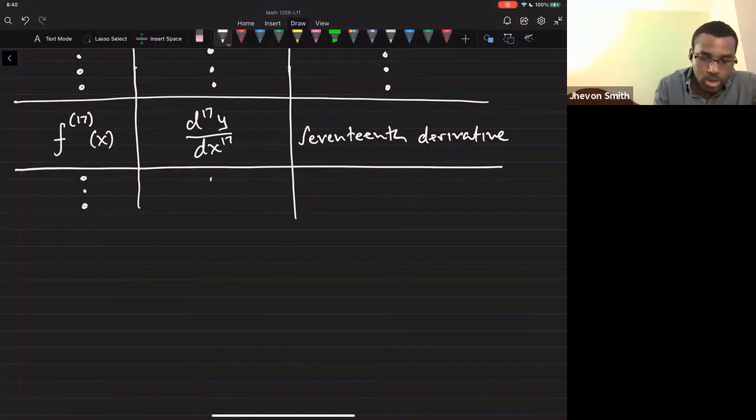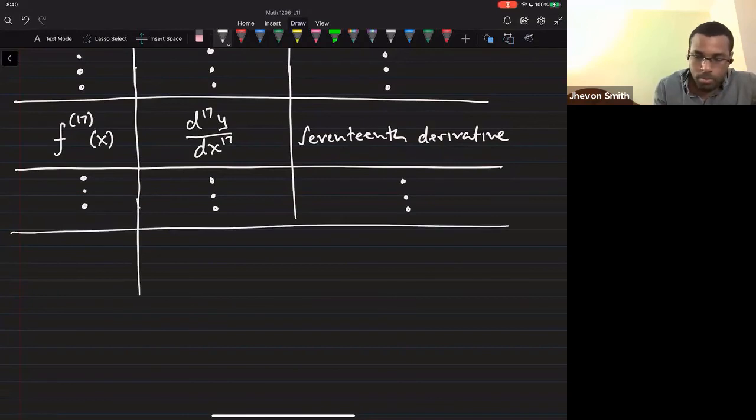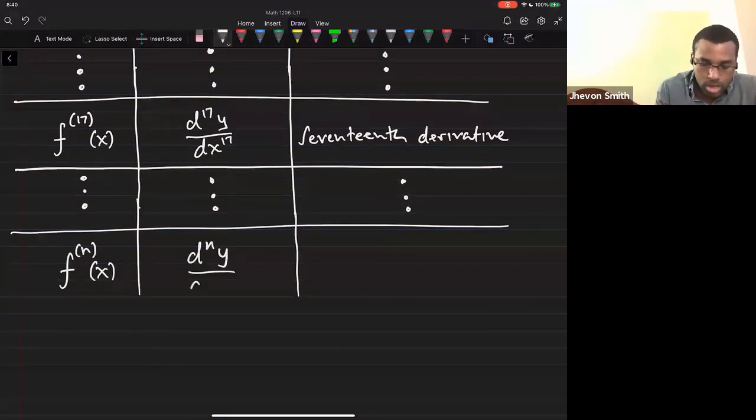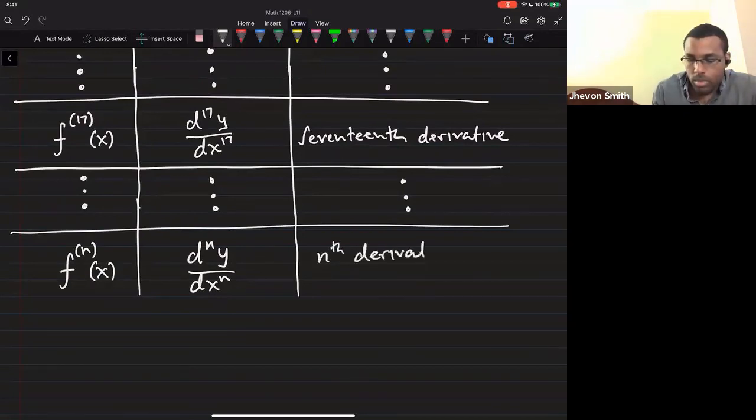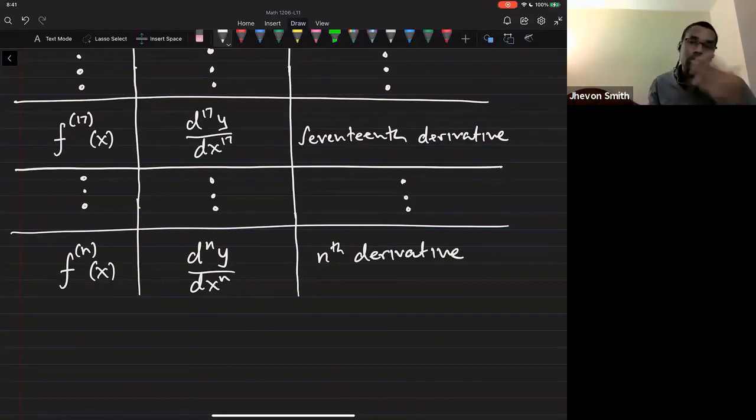Which, yeah, we're definitely not going to do an interpretation there. But the idea is eventually you get way, way down, and you can keep going usually, at least in Calc 1. So you'd write this as f to the n of x, and this is d^n y over dx^n. This is the nth derivative. Right. So you can have the third, fourth, fifth, sixth, seventh, eighth. Pretty much every function you've seen so far is differentiable forever. You can just keep taking derivatives forever.